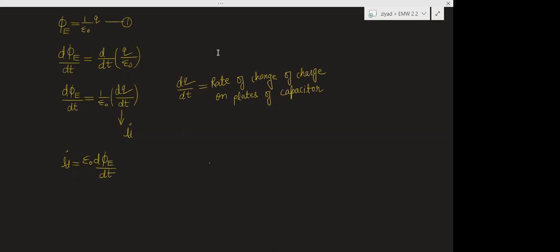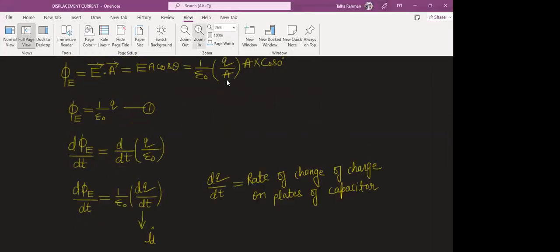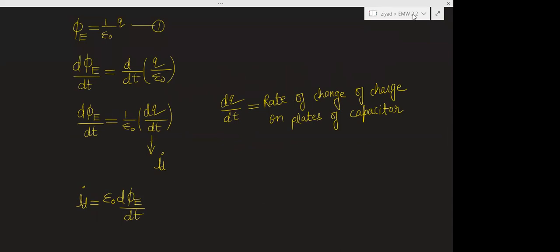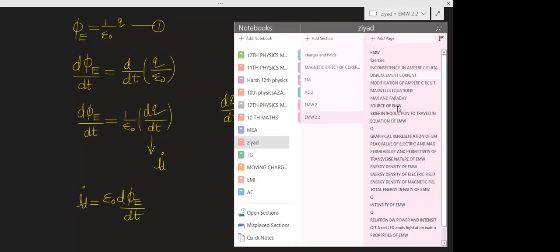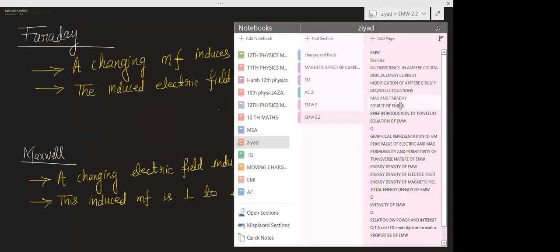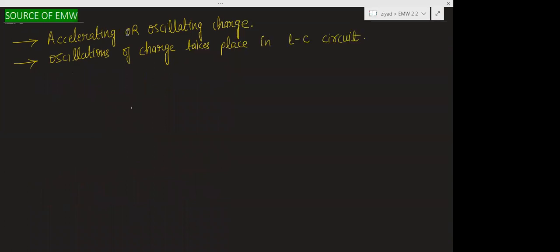The source of an electromagnetic wave is an accelerating charged particle. So this point you have to remember. Accelerating or oscillating charge is the source of electromagnetic wave. And how do we get the oscillating or accelerating charge? In an LC circuit, we get the oscillating charge.